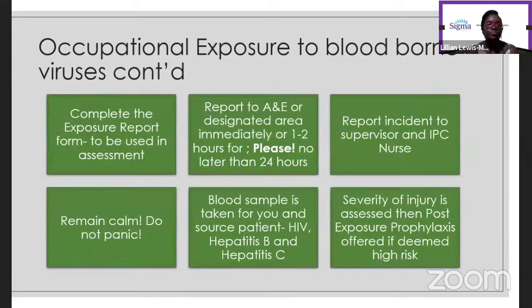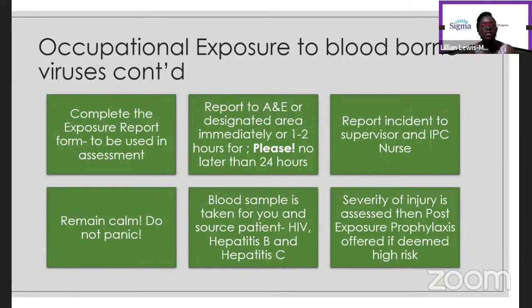All right. So, like I said before, you complete the exposure report form, then you're going to report to the A&E or the designated area immediately, or within 1 to 2 hours, or you try to go within the 24 hours. So it doesn't make sense that at 48 hours you would come and say, 2 days ago I was exposed. That might be too late. All right. Report the incident to the supervisor and the IPC nurse. Remain calm, do not panic.